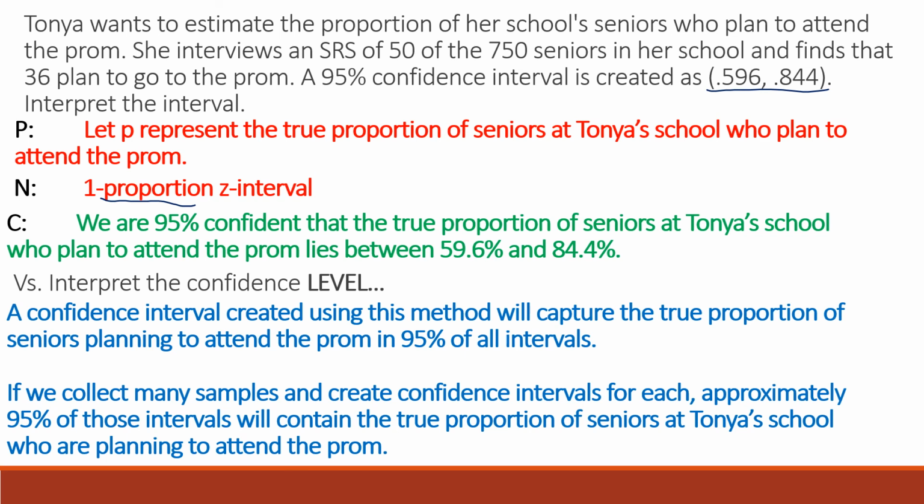A separate wording, which essentially means the same thing. If we collect many samples and create confidence intervals for each sample, approximately 95% of those intervals will contain the true proportion of seniors at Tanya's school. So every time we take a sample, we would get a different interval. There's nothing special about this interval. It'll change with every sample that we take. We're just saying that 95% of the time that we make an interval, somewhere in this range is going to be the true proportion of seniors that actually plan to attend the prom.